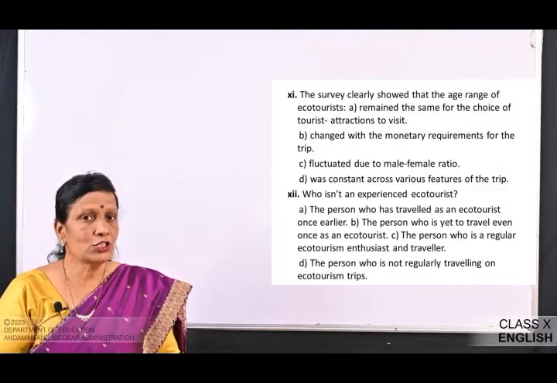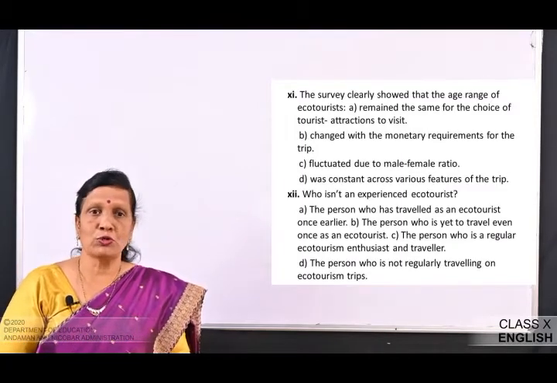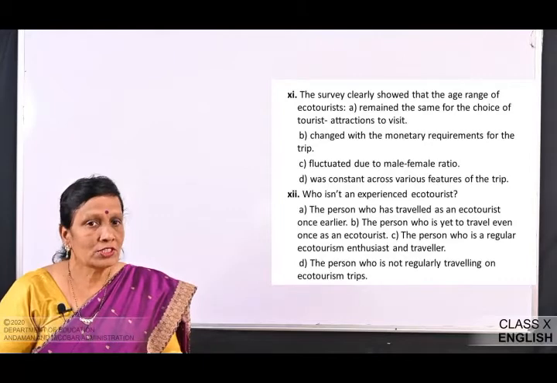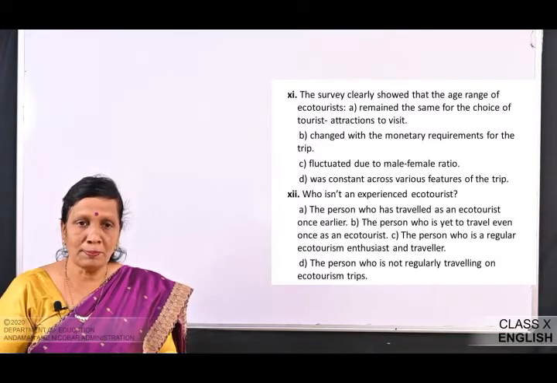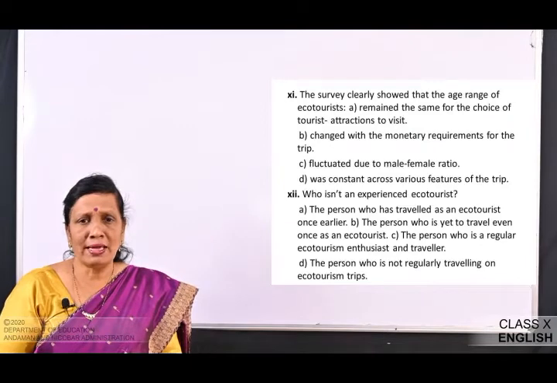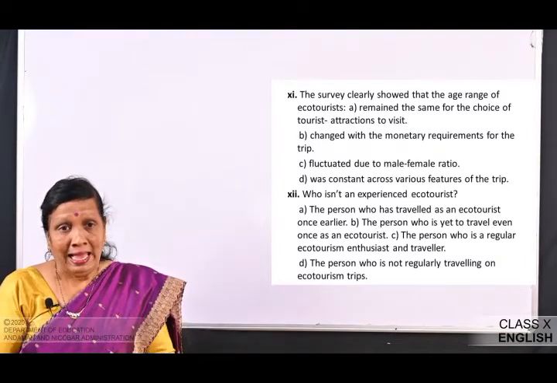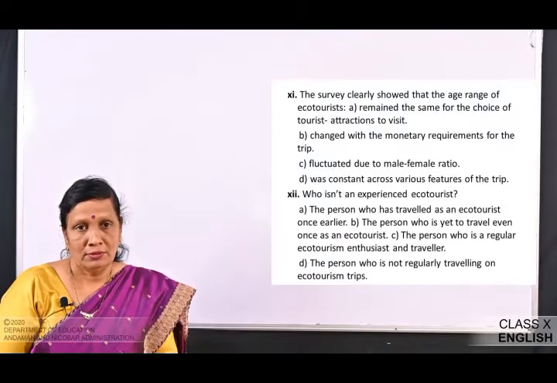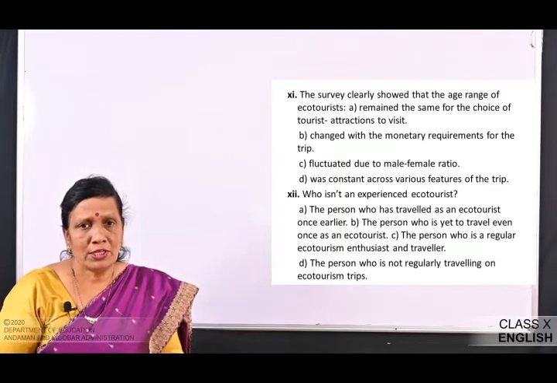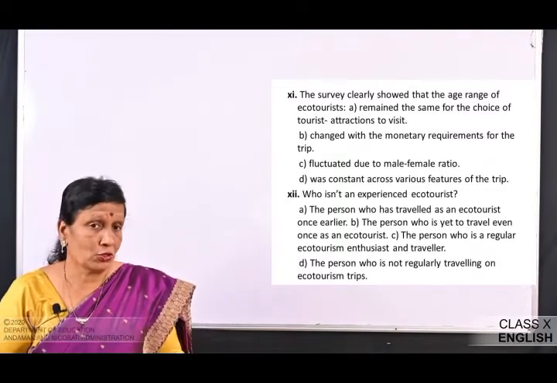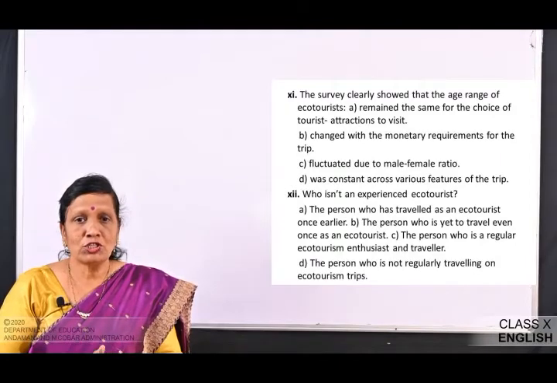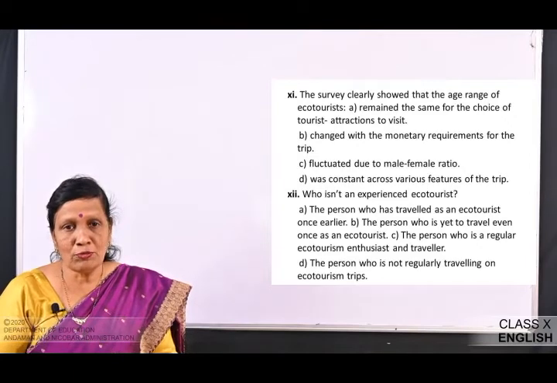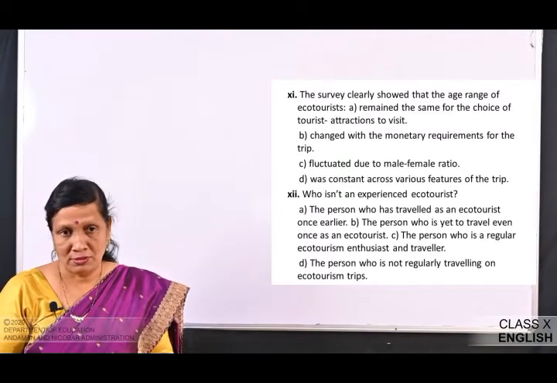The survey clearly showed that the age range of ecotourists remained the same for the choice of tourist attractions to visit, changed with the monetary requirements for the trip, fluctuated due to male-female ratio, was constant across various features of the trip. So, when we talk about the age range of ecotourists, it changed with the monetary requirements for the trip. So, option B would be the right option.